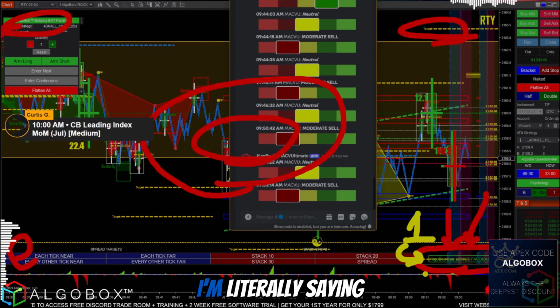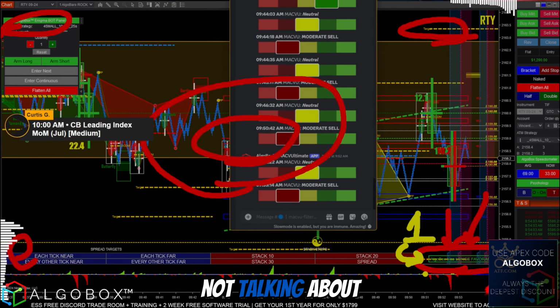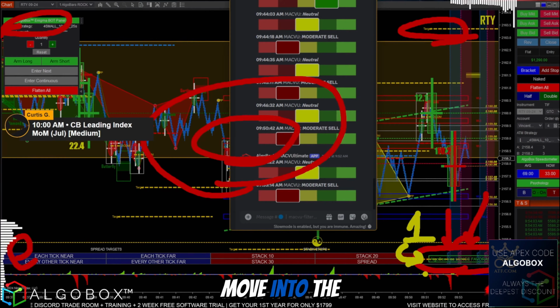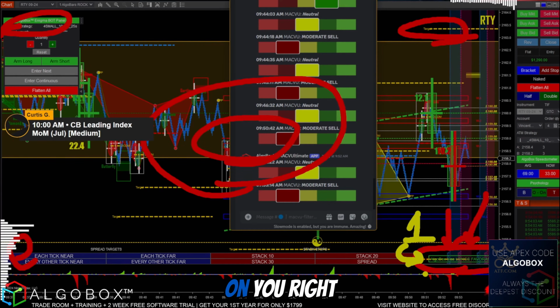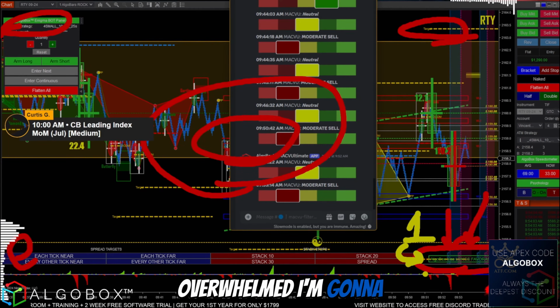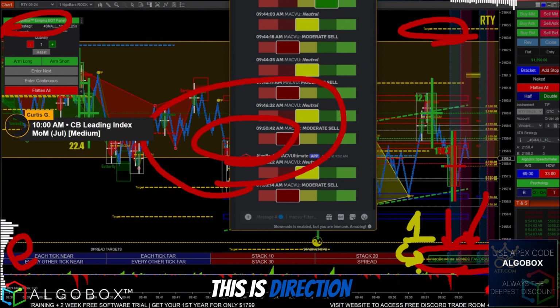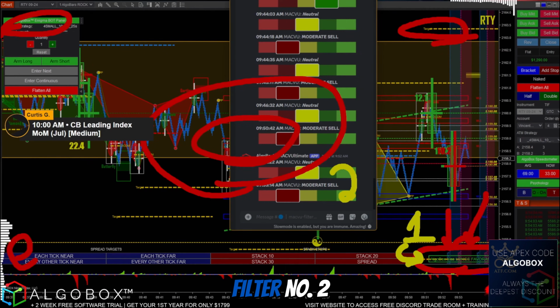And when you're saying filter, I'm literally saying direction filter first. I'm not talking about take a trade, not take a trade, as we move into the MACV for that. Again, I'm going to dump a lot on you right now. Okay, so don't be overwhelmed. But here's the thought process. This is direction filter number 1. This is direction filter number 2.